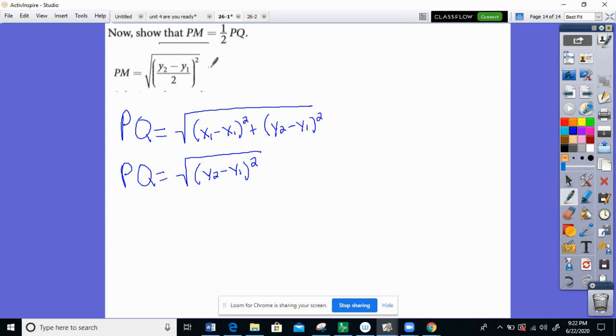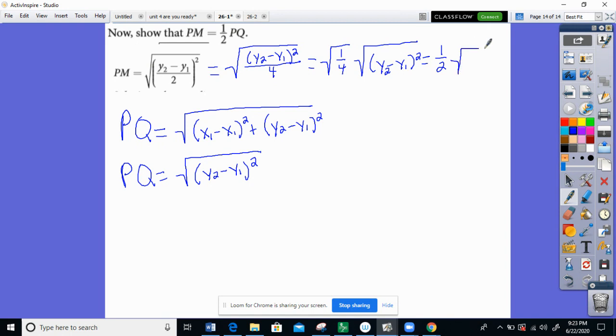Well, we've already seen this trick several times. To show that the length of segment PM is half the length of segment PQ, we want to turn this into a fraction, y2 minus y1 squared over 2 squared, since we're squaring the numerator and the denominator. But that's really equal to the square root of 1/4 times the square root of y2 minus y1 squared, which is really equal to half of the square root of y2 minus y1 squared.